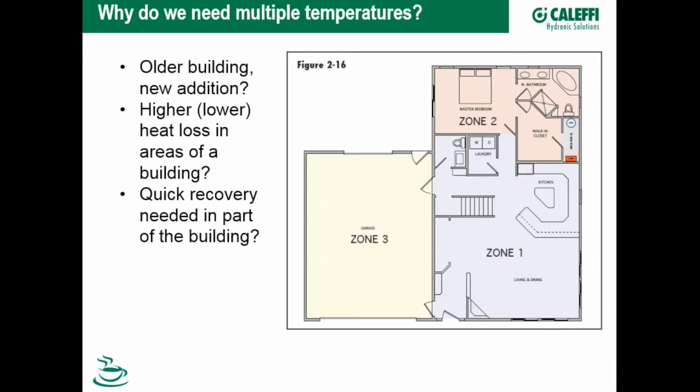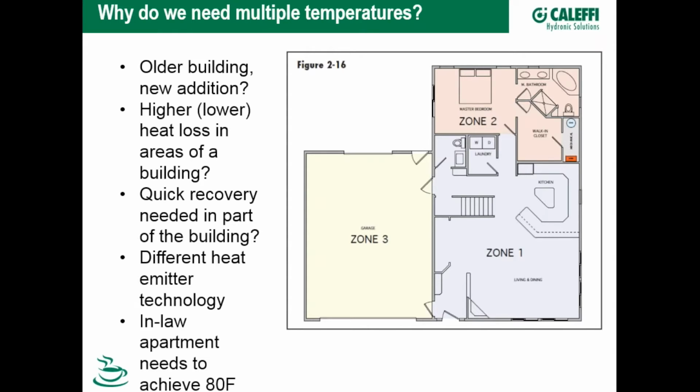Sometimes it's driven by recovery. Certain parts of the building are not utilized on a regular basis, and I may have the need to quickly bring rooms or parts of the building up to temperature much quicker than other parts of the building. So I may require a different water temperature to make that happen. It could be different heat emitter technologies. We see a lot of mixed heat emitters throughout the building driving different water temperatures.